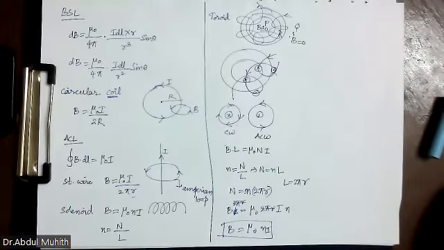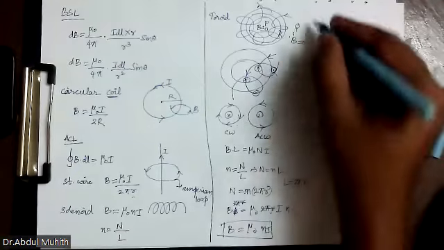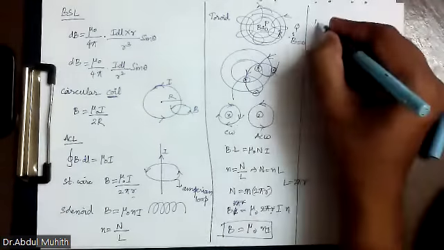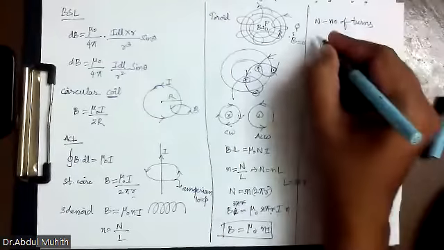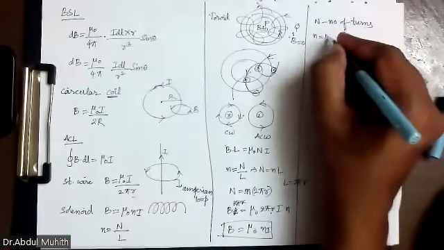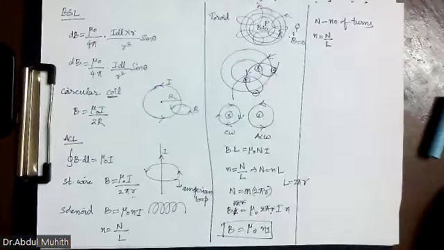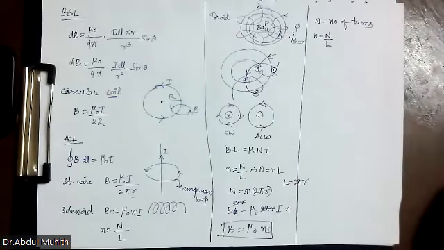Yeah, 2 pi r here also. I wrote 2 pi r on both sides. Mu 0 n I, same. But small n, not capital N. Keep that in mind. Capital N is the number of turns only, and small n is the number of turns per unit length. How many turns are there in 1 centimeter or 1 millimeter? That tells about the number density.